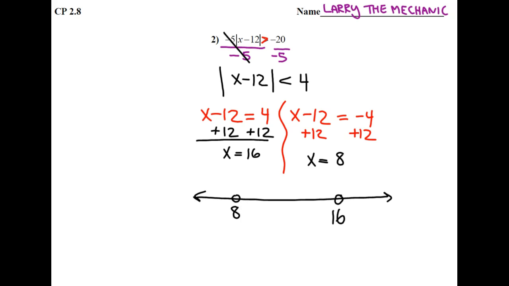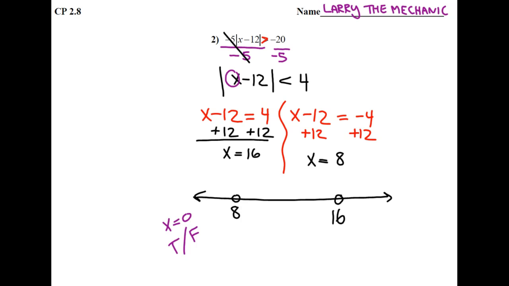So we need to test now. The easiest point to test is 0. So I'm going to test x equals 0 over here and see if it's true or if it's false. And that'll determine kind of where this solution is. So if I put 0 in for x, does that make this true or false?